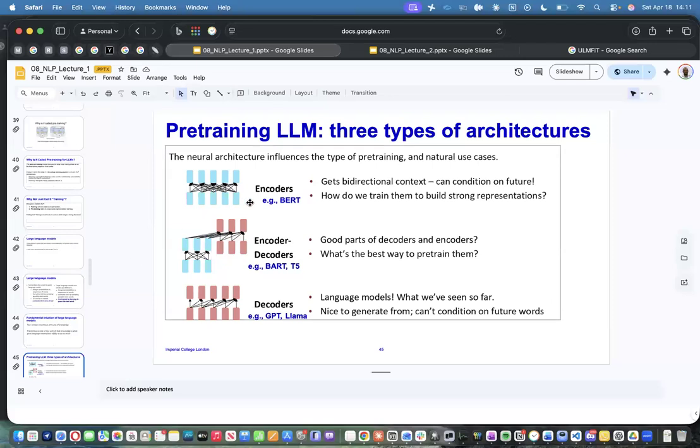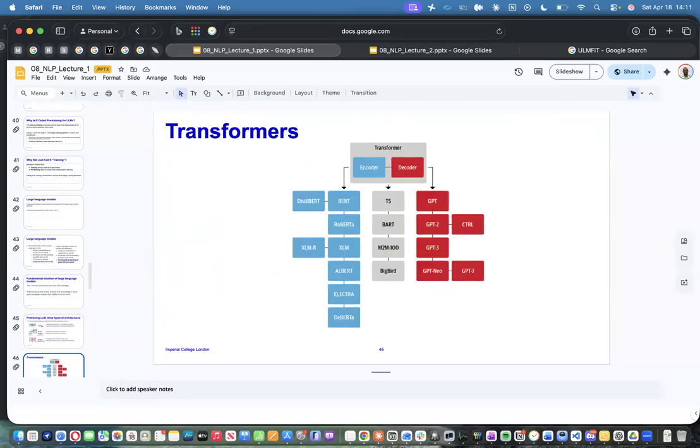The first one is encoder, and one example is BERT. But there are other architectures such as encoder-decoder, and decoders as well. BERT trains only an encoder, that is, it gets bidirectional context. You can see here, if this is our transformer, we have the encoder architecture, some of the encoder-decoder architectures, and some of the decoder ones. You can see there is BERT, another architecture. We have M2M, we have BigBird, we have T5.